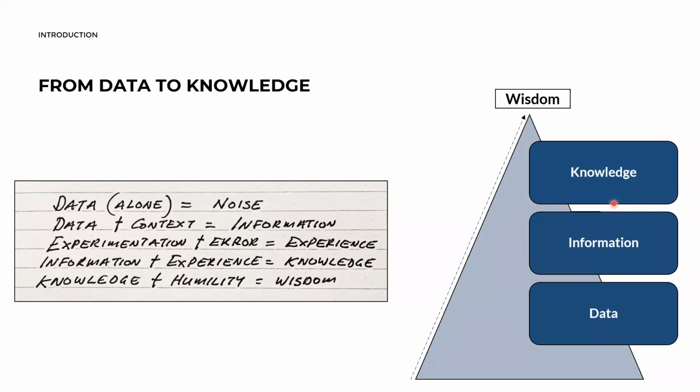But if we provide context, we get information. For example, this player has scored 20 points, which is 10 points more than usual. Or today 50% fewer people have died than yesterday because of coronavirus. After that, if you have mistakes and experimentation, we get experience. And this experience with information is knowledge. And when we are humble and try to have a growing mind, this knowledge will be transformed into wisdom.